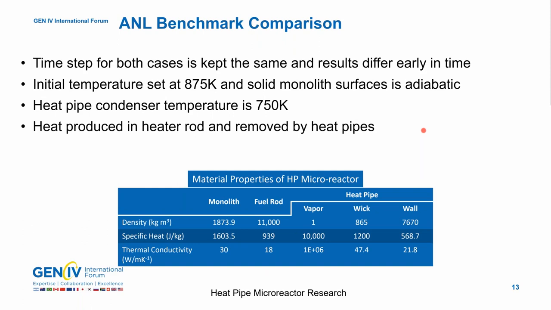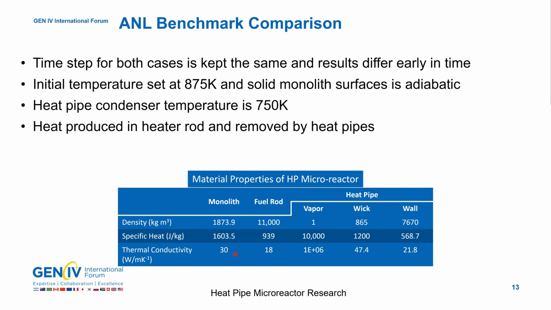And we have some other details and parameters for the design. First of all, we keep our time step for both calculations the same. The initial temperature for the system is 875 Kelvin. The solid monolith's boundary condition is adiabatic. And the heat pipe condensing temperature is 750 Kelvin. The system energy source is the electrical heater, and the energy sink is the heat pipe.